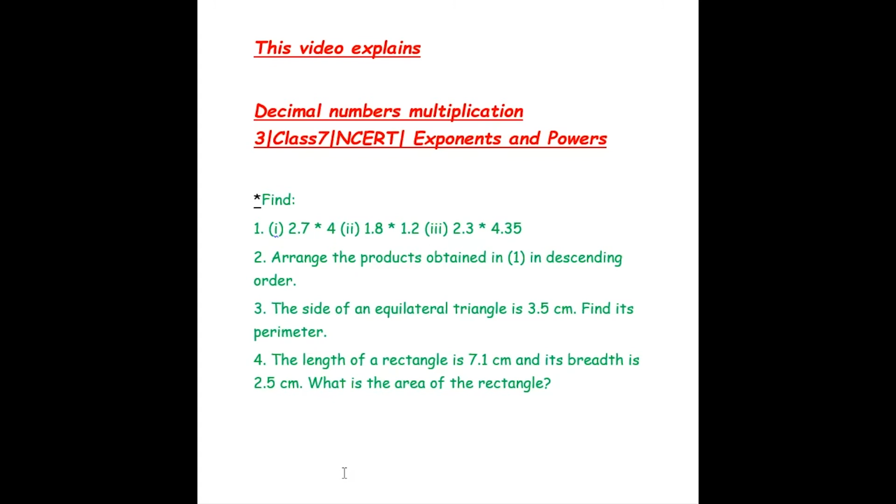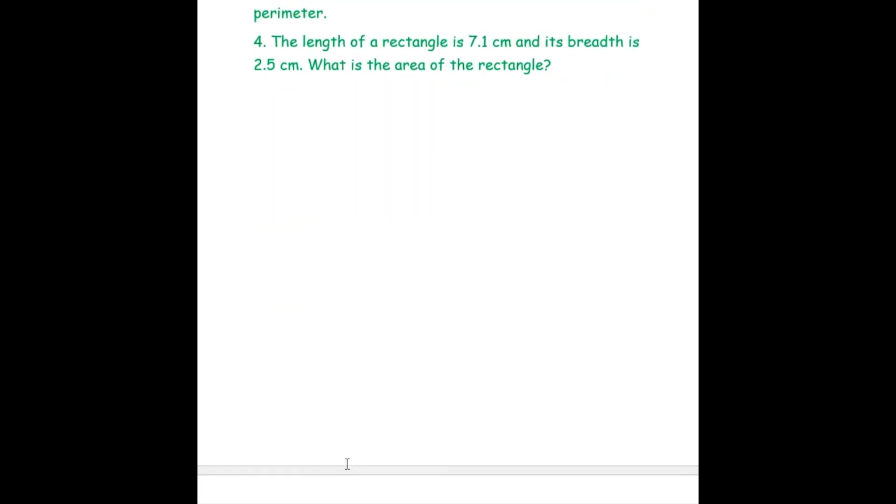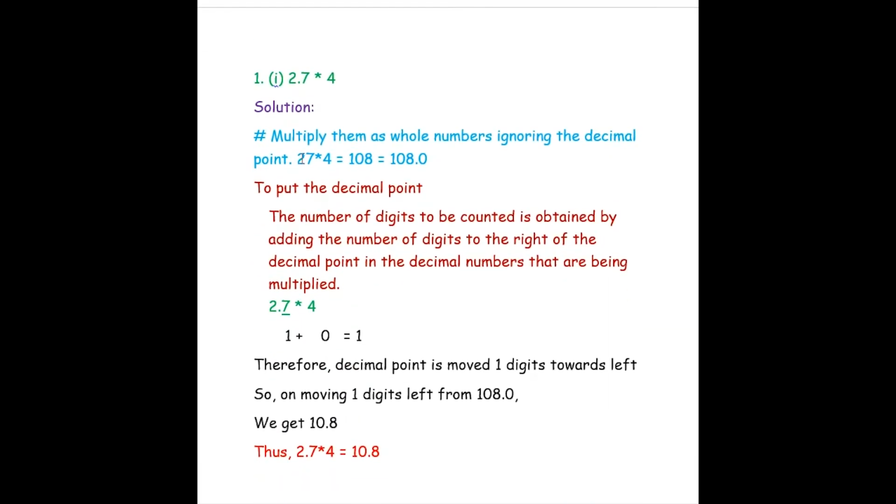In this video, we are going to see a few examples on how to multiply a decimal number with another decimal number or whole number. Our first question is, find 2.7 into 4. Solution. We know how to multiply a decimal number with a whole number. First, multiply them as whole numbers, ignoring the decimal point. That's our first step. If you ignore the decimal point, this number will become 27 into 4.